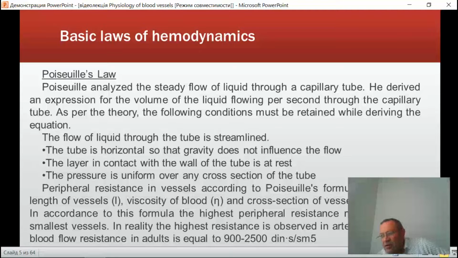In accordance with this formula, the highest peripheral resistance might be in the smallest vessels. In reality, the highest resistance is observed in arterioles. Average blood flow resistance in adults is near 900 to 2500 dyn seconds per centimeter to the fifth.